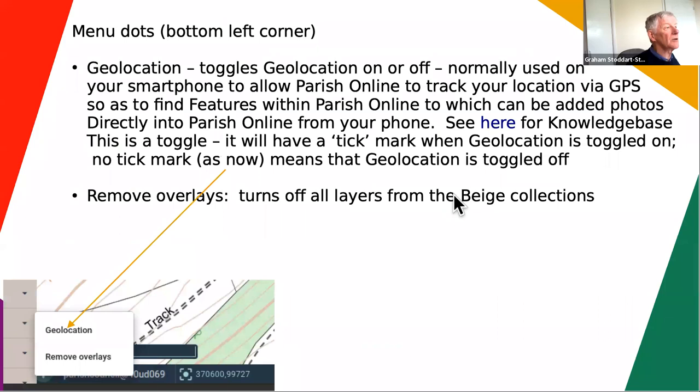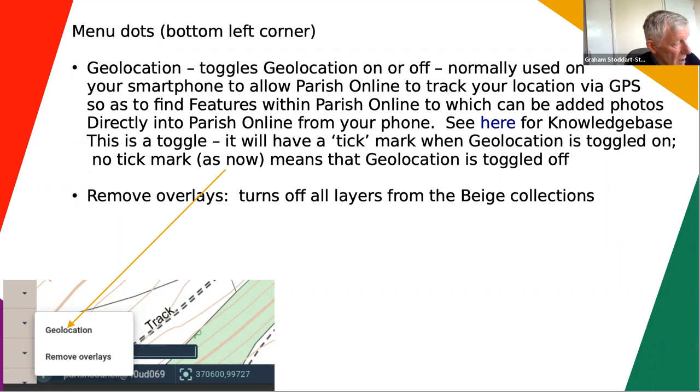So when you click on those three vertical dots, you get two choices coming up. The main one is geolocation. And this is in particular for use when you're on your smartphone and you're going through Parish Online on your phone, and you want the phone to track you. Now, this is great for when you're using your phone to take photographs of features in your parish.